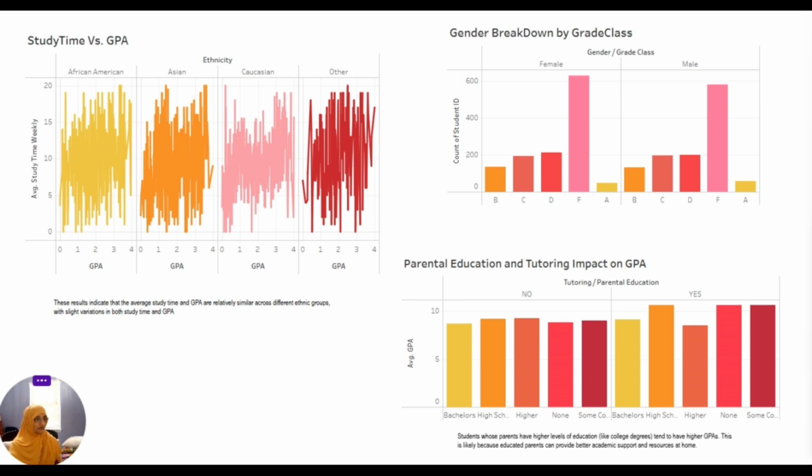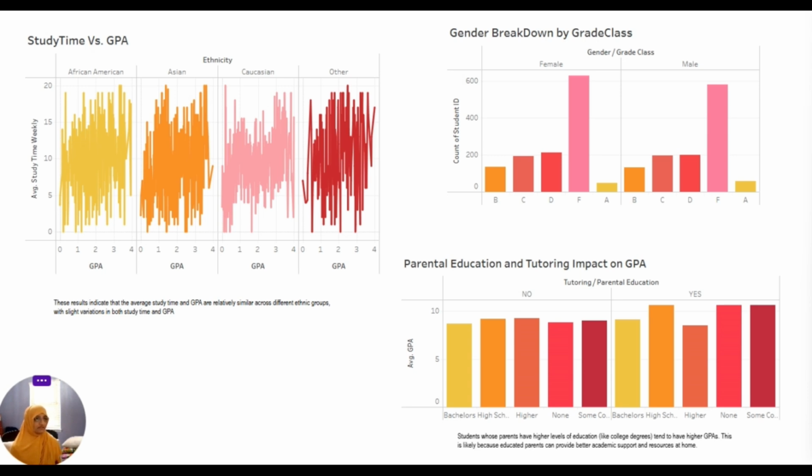So with these graphs, let's look at the left one, study time versus the GPA. These results indicate the average study time and the GPA are relatively similar across different ethnicity groups, with slight variation in both study time and GPA. The results show that the average time and the GPA are quite similar across these different ethnicity groups, with only smaller differences.